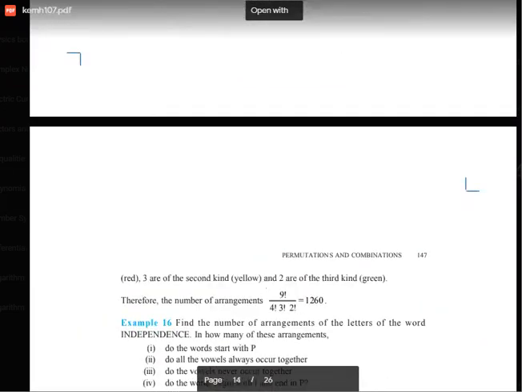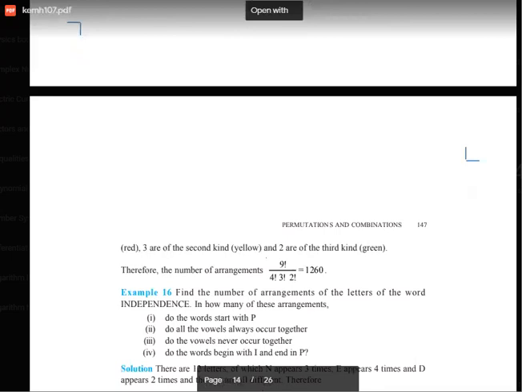Okay, correct. So question number 16, everyone. Find the number of arrangements of the following word, Independence. Now tell me, we have 4 cases. I'll give you 1 minute, try to solve these.